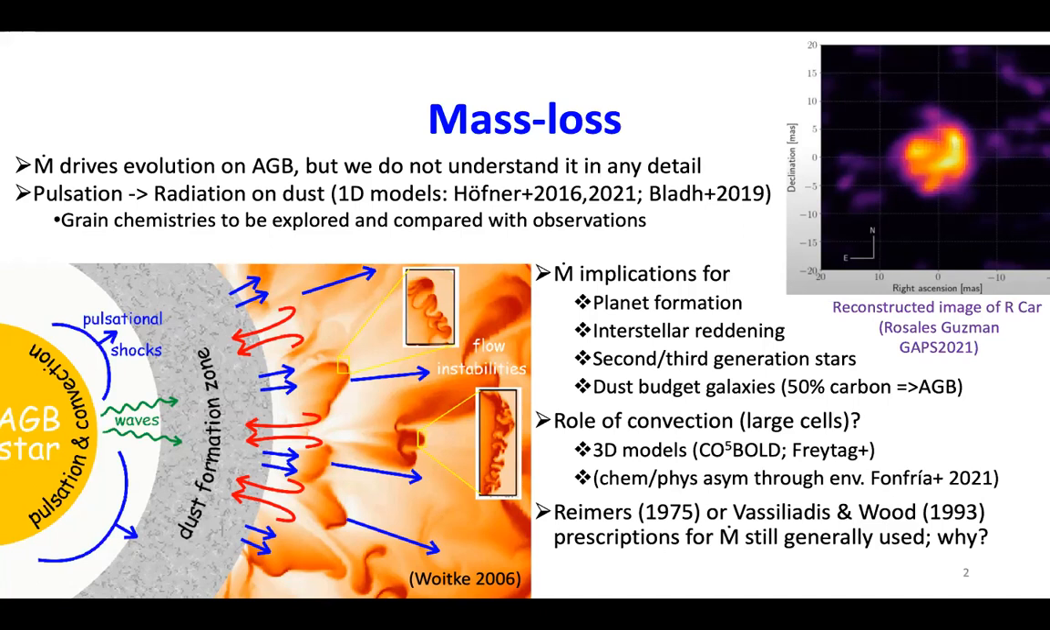But there's a lot to be done yet in terms of exploring the grain chemistry and further comparison with our observations. What's the role of convection? Can you have pulsation without convection? Is convection sometimes enough to drive mass loss? And let me just highlight this, which is one of the pictures we're increasingly seeing, reconstructions of what the stellar surface of an AGB star looks like, with very large convection cells, and ask the question whether it's really possible to do anything meaningful without three-dimensional models.